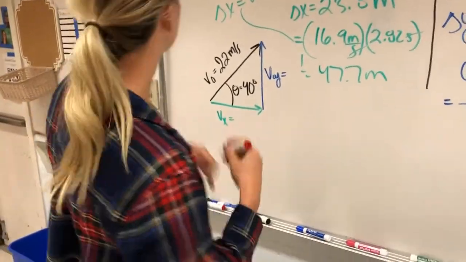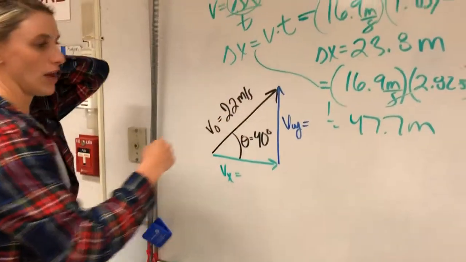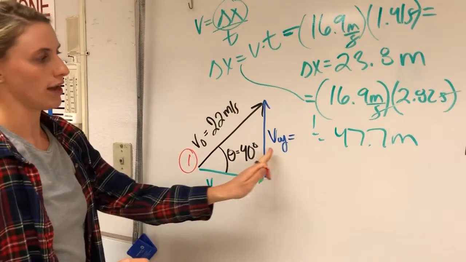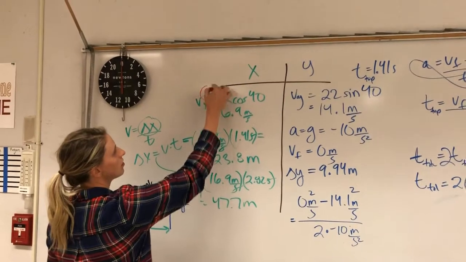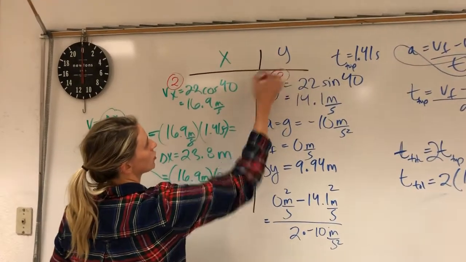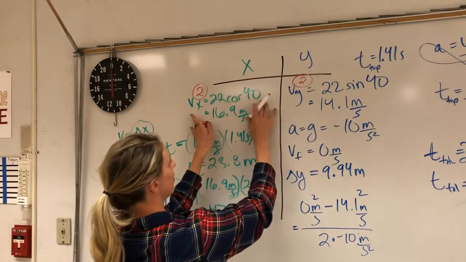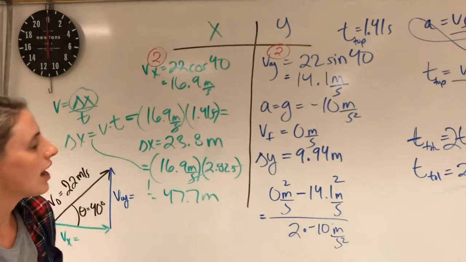So the first thing we were given was the velocity of the ball as it's kicked. And we had to separate it into its components, the X and the Y components. In order to do this, we used our triangle tools, right? Those were our second steps here. These two right here, this and this. Yep.